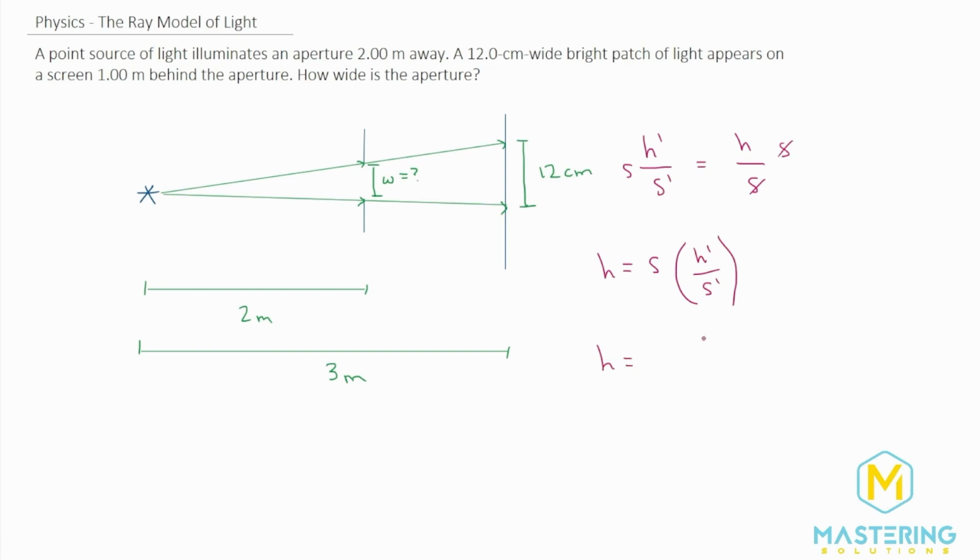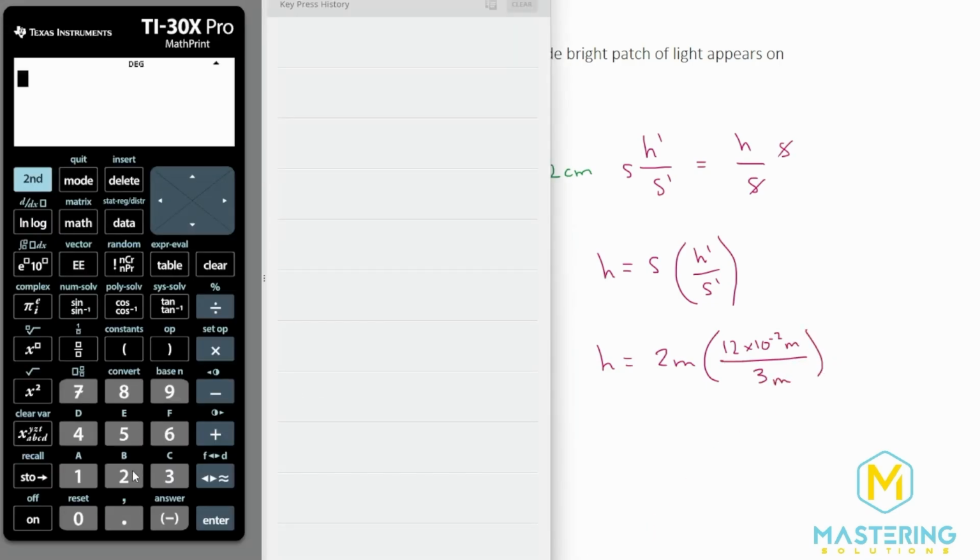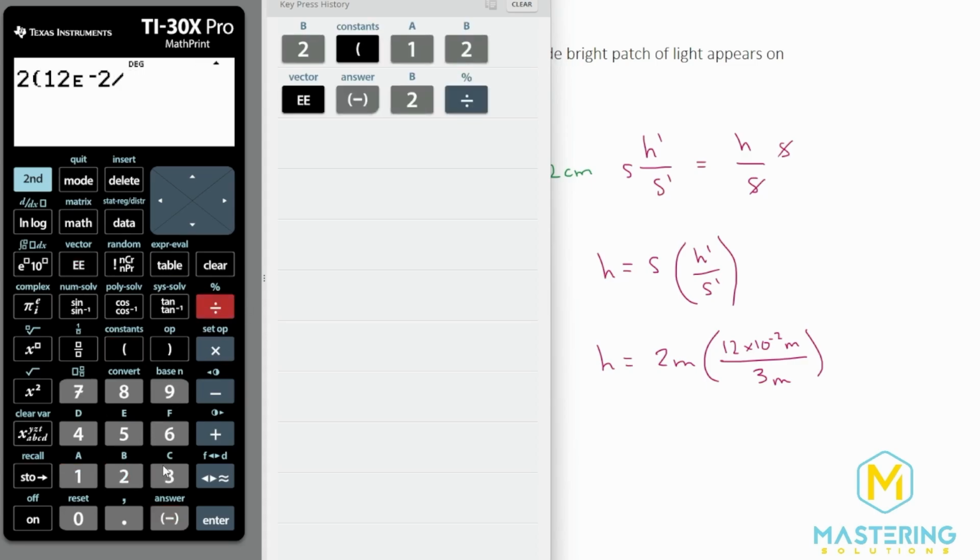So when we plug this in, we have s, or the object distance we said is 2 meters, and we're going to multiply that by the ratio, and we need to change this into meters. So the image height is 12 times 10 to the negative 2 meters divided by its distance, 3 meters. So when we come to our calculator, we have 2 multiplied by 12 times 10 to the negative 2 divided by 3 meters. So that gives us an answer of 0.08, and we're in meters, so that will be meters.